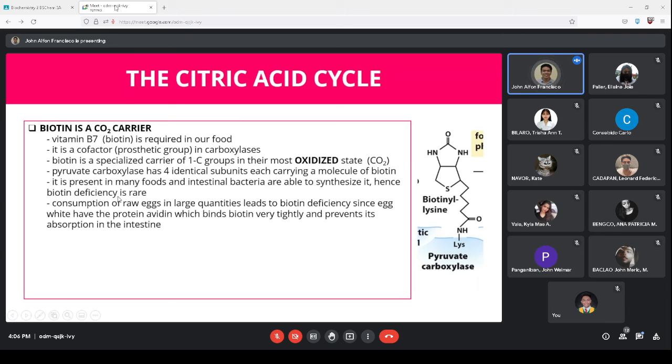Biotin deficiency is a rare phenomenon because it is available in many foods and the bacteria in our intestines are capable of synthesizing this component. Okay? Consumption of raw eggs in large quantities leads to biotin deficiency. Excuse me.